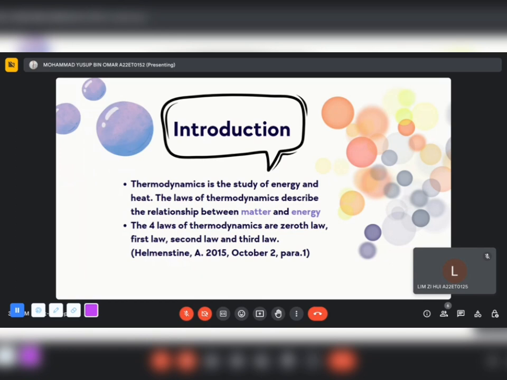Hello, Assalamualaikum, my name is Hafiz. Okay, let's look at the introduction to this experiment. So, what is thermodynamics? Thermodynamics is the study of energy and heat. The laws of thermodynamics describe the relationship between matter and energy. The four laws of thermodynamics are the zeroth law, first law, second law, and third law.